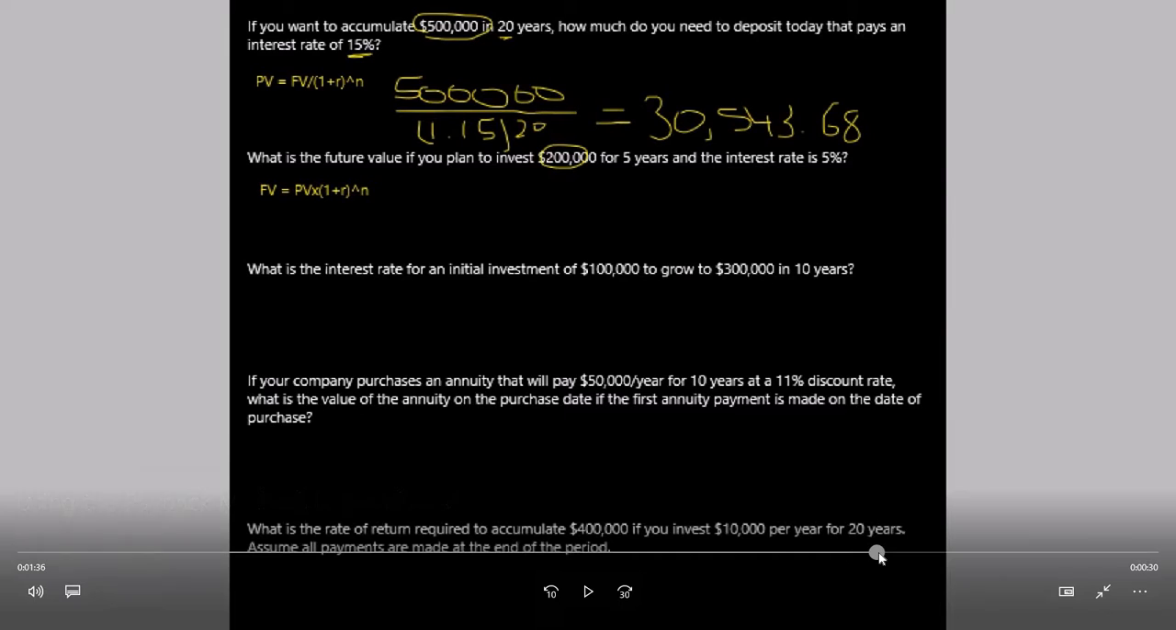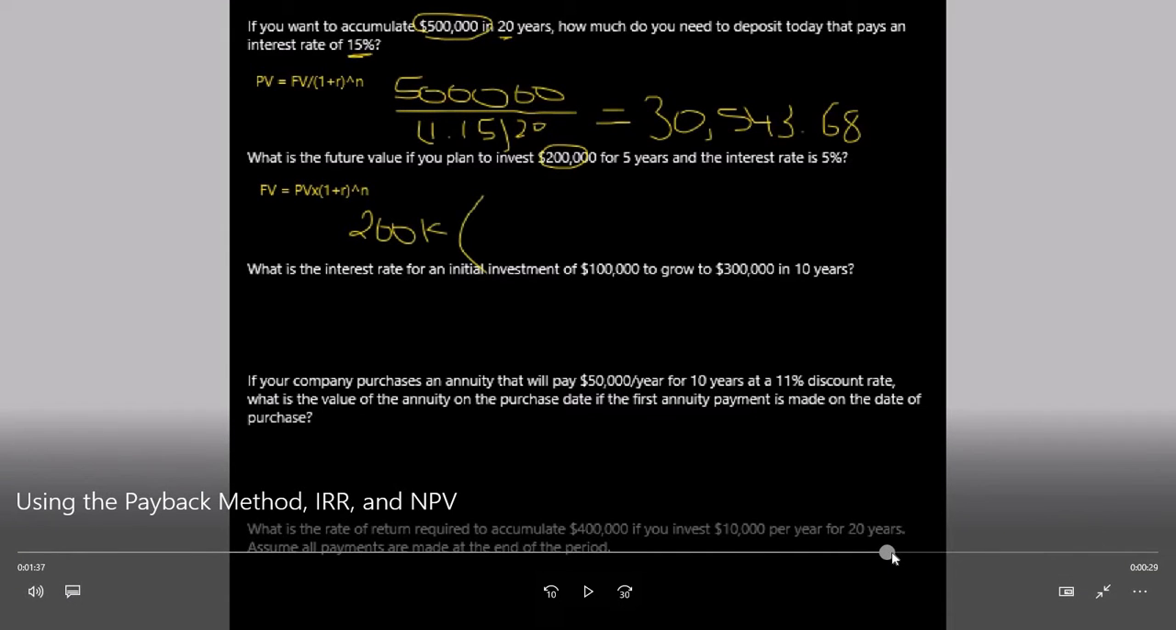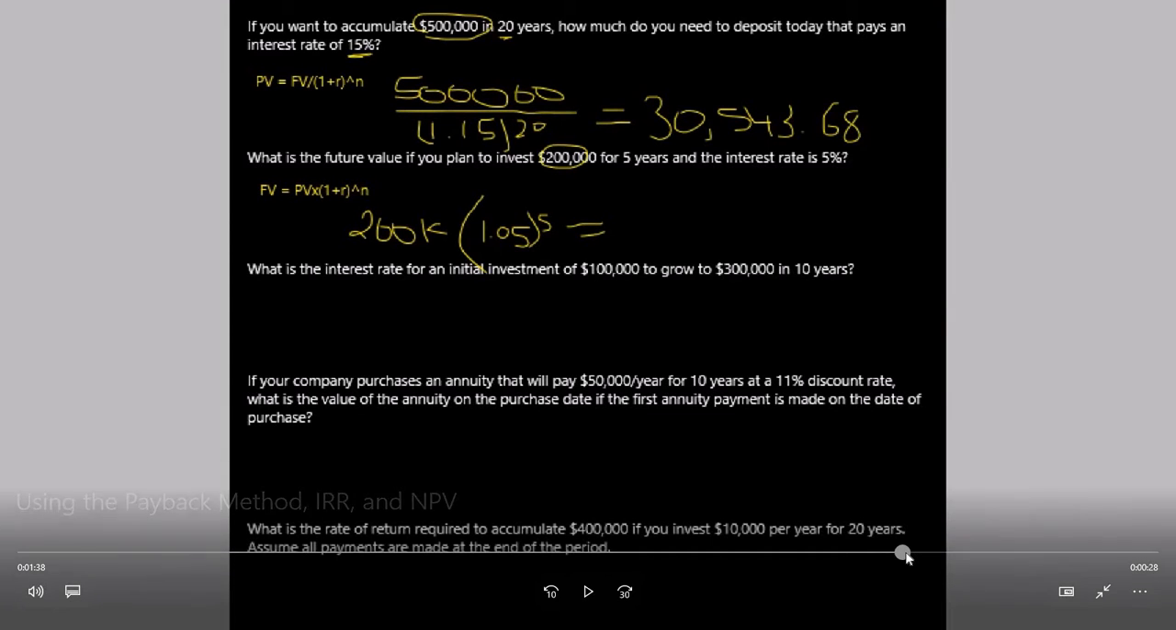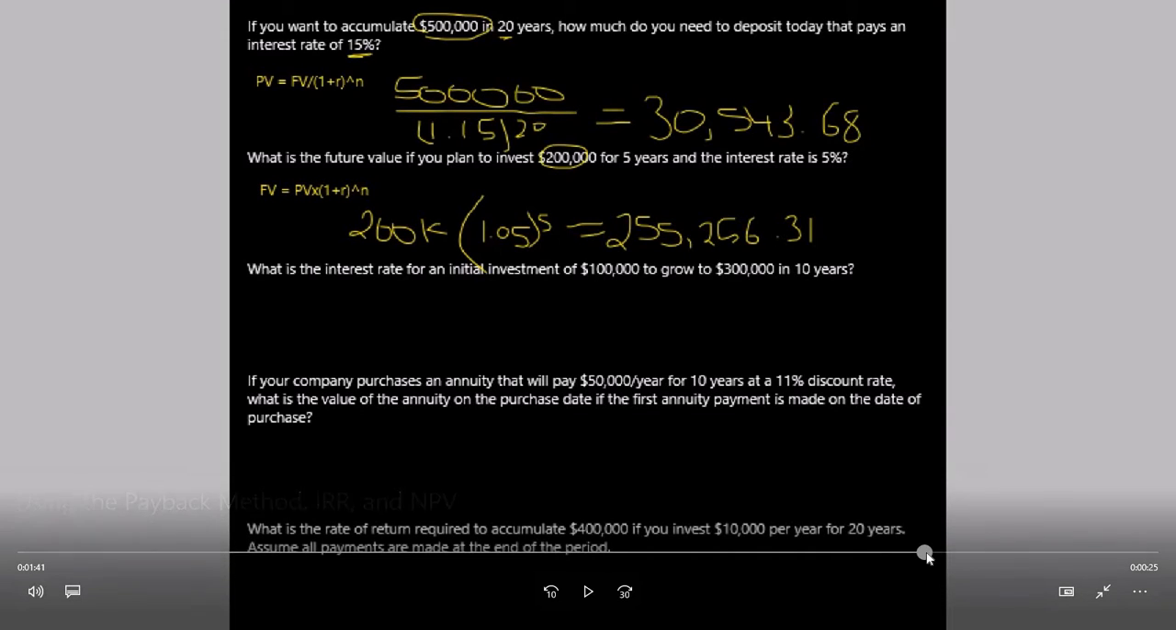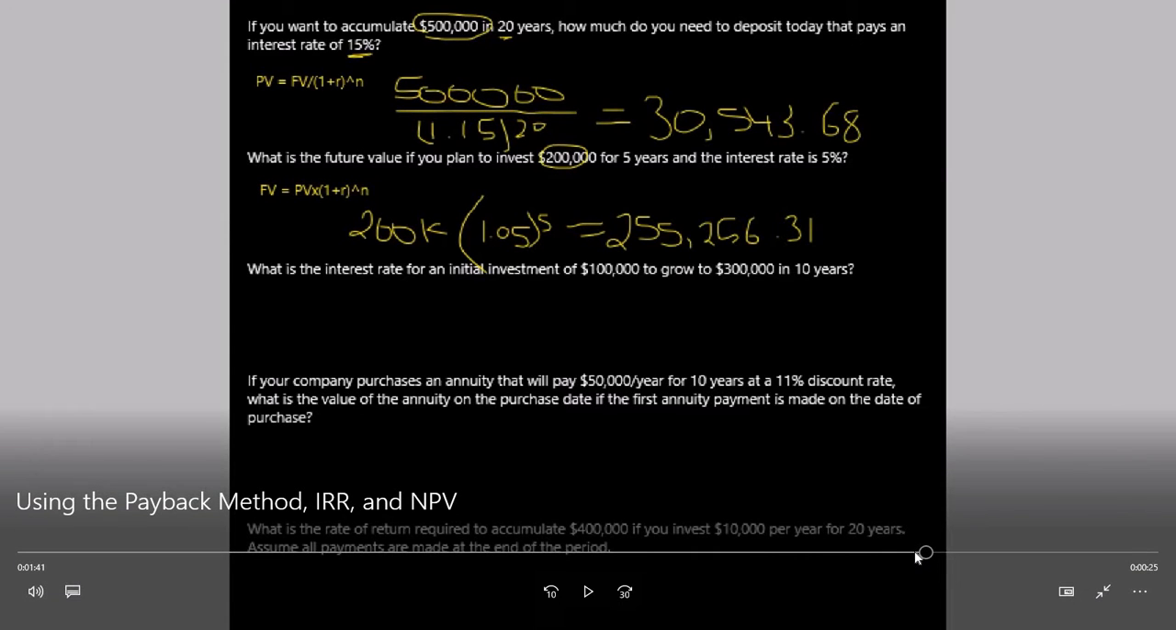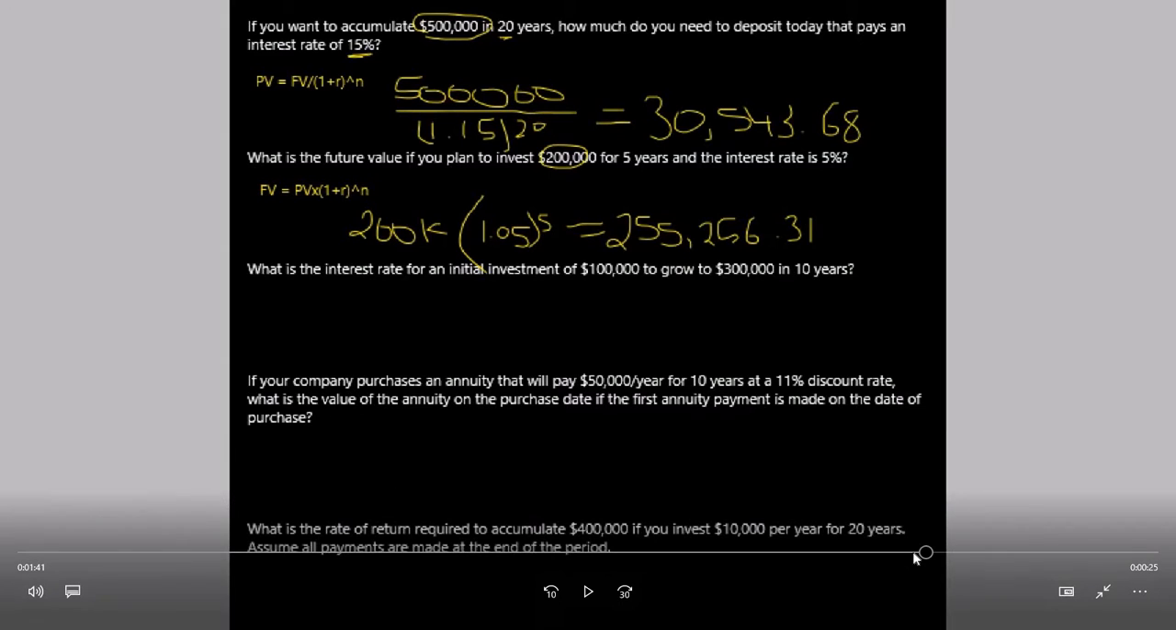So here we want the future value. We know today we're investing $200,000. The rate is 5% and it's a term of 5 years. So $200,000 times 1.05 to the 5th power, and it results to $255,256.31. Next, what is the interest rate for an initial investment of $100,000 to grow to $300,000 in 10 years?